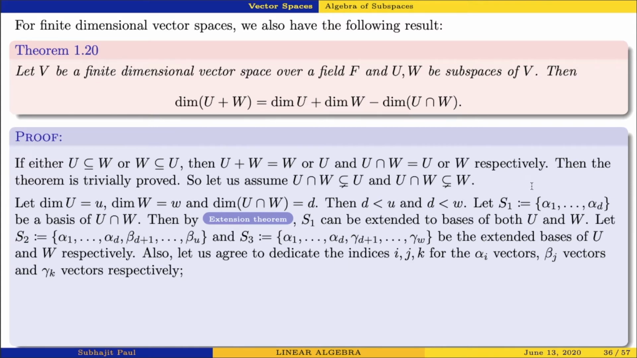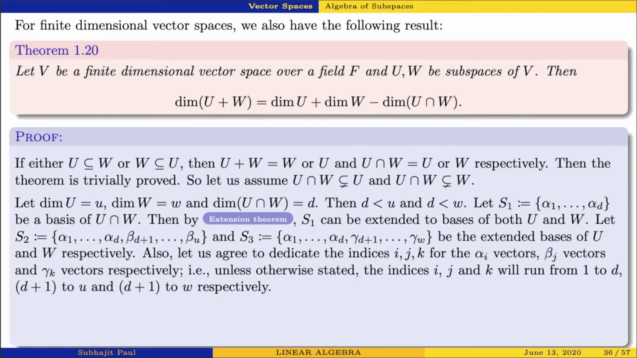So over here we have a collection of vectors. The alpha i vectors, the beta vectors we will index by j, and the gamma vectors we will index by k. Unless otherwise stated, i will run for the alpha vectors from 1 to d, j will run for the beta vectors from d plus 1 to u, and k will run for the gamma vectors from d plus 1 to w.